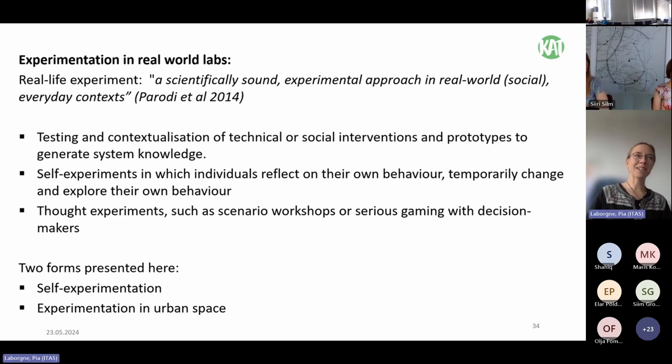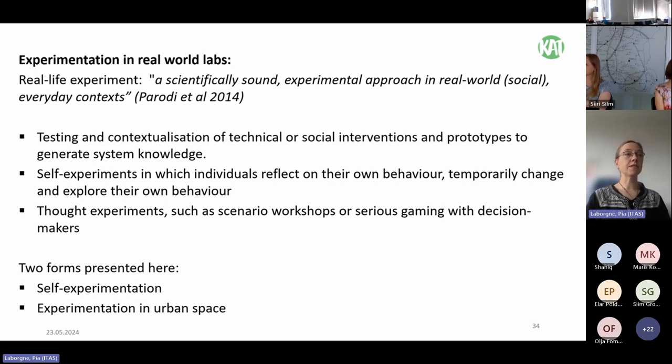Such a niche, coming back to the real-world labs I introduced at the beginning: the real-world labs are niches, and in these, real-life experiments can be realized. Real-life experiments are a scientifically sound experimental approach in a real-world social everyday context. So it's important to say it's scientifically sound: it's documented, it has rules, it has specific methods. But it can be different kinds of experiments, the testing and contextualization of technical or social interventions, prototypes to generate system knowledge. It can also be about technologies, but does not need to be.